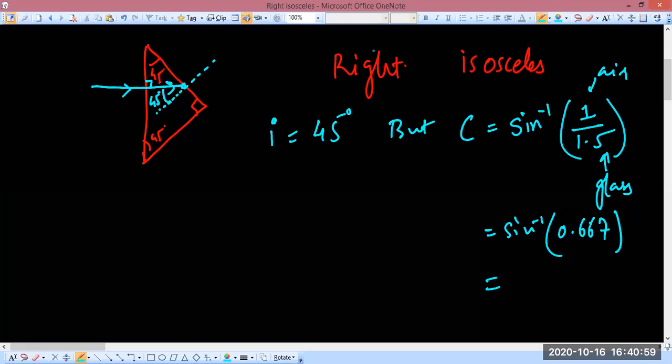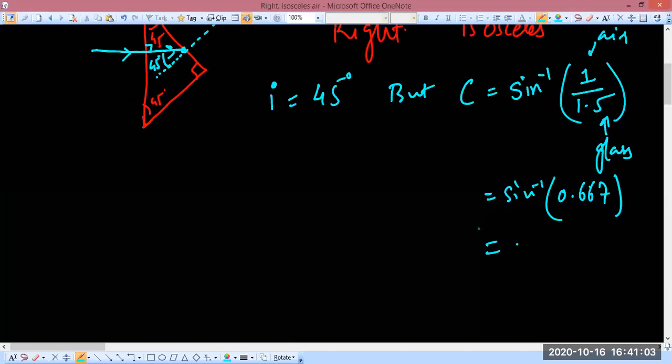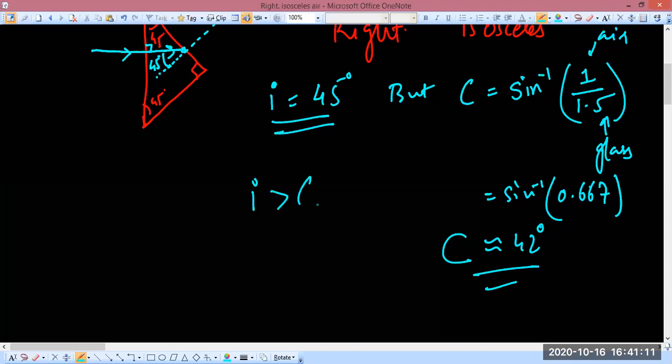Okay, people are saying about 42 or 41 degrees. Okay, no problem, approximately. So this is nearly 42 degrees, right? But look at this. C is 42 degrees and I is 45 degrees. So here you have I is greater than C, correct? So what will happen? There will be total internal reflection.